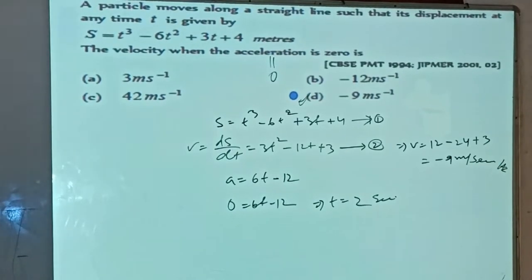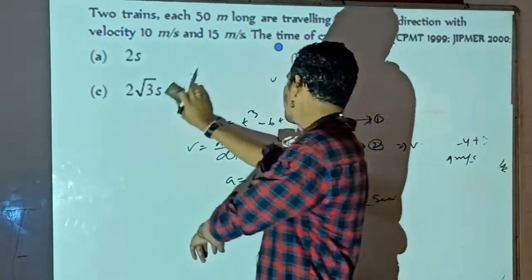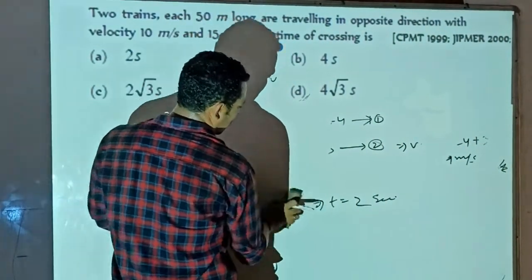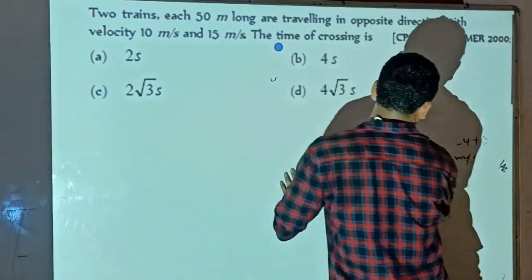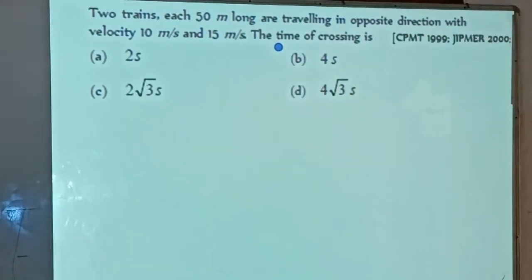Okay. So next question, pause and do it yourselves. Two trains, each 50 meter long, are traveling in opposite directions with velocities 10 meter per second and 15 meter per second. The time of crossing is?